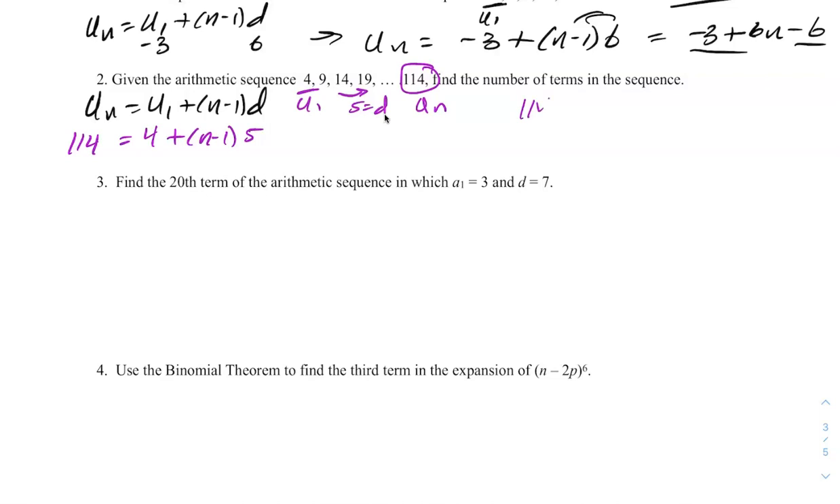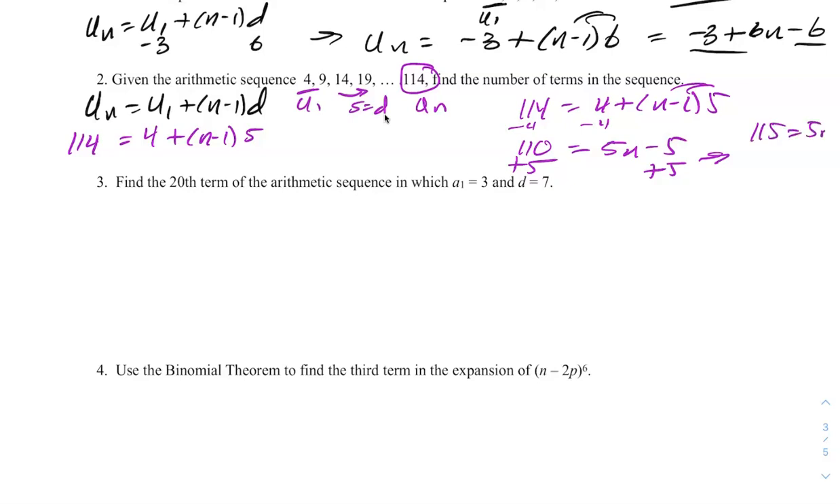So 114 equals 4 plus n minus 1 times 5. Let me just solve it. I like to subtract 4 first. So 110 equals 5n minus 5 plus 5. 115 equals 5n, divided by 5, I get 23, and n equals 23.